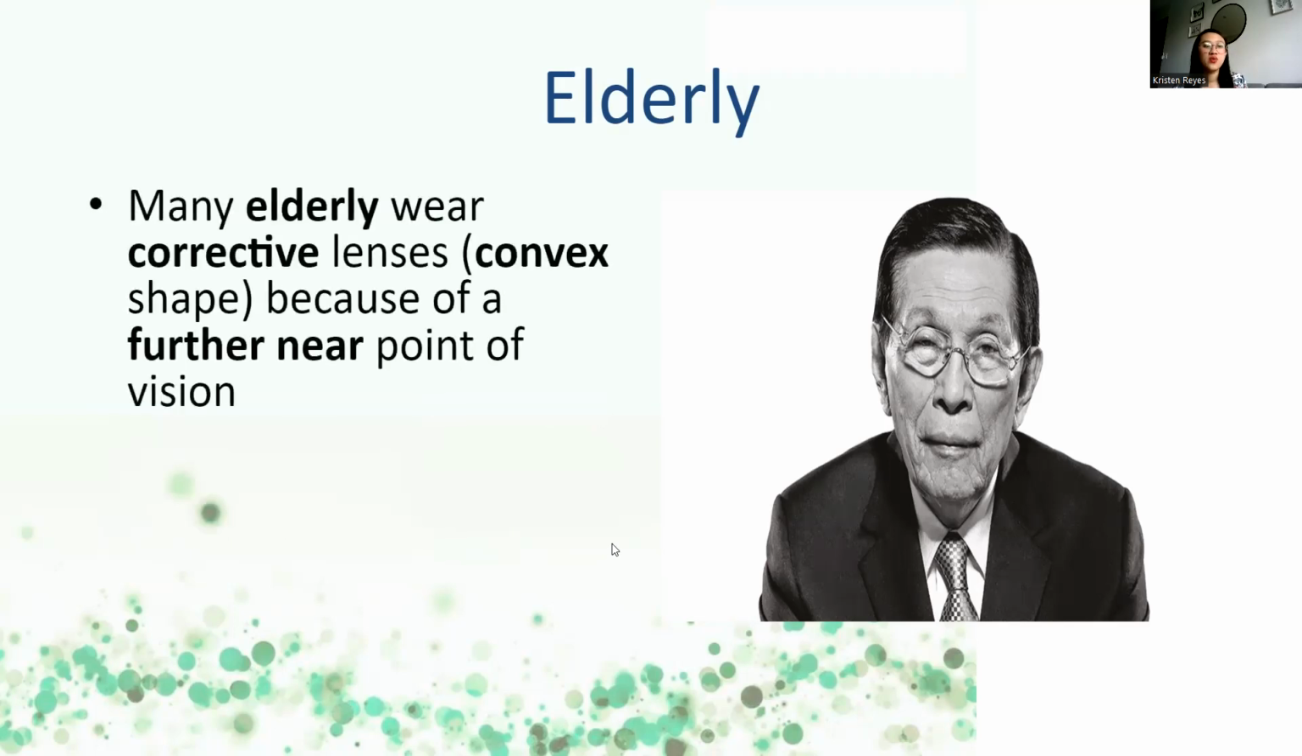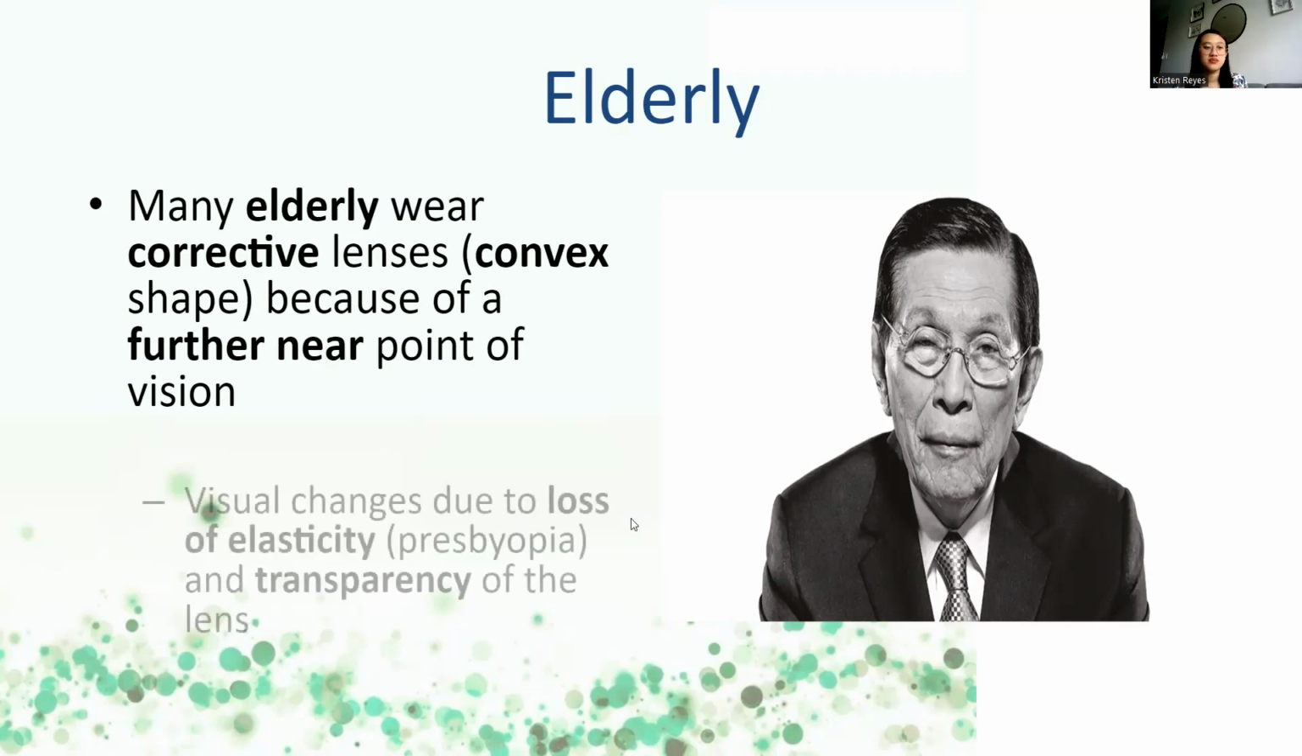Many elderly wear corrective lenses which are convex in shape because of a further near point of vision. Meaning, mas malayo yung nakikita nila na klaro. Okay? If you have myopia, you have concave lenses. Visual changes occur due to loss of elasticity again of the lens and transparency as well.